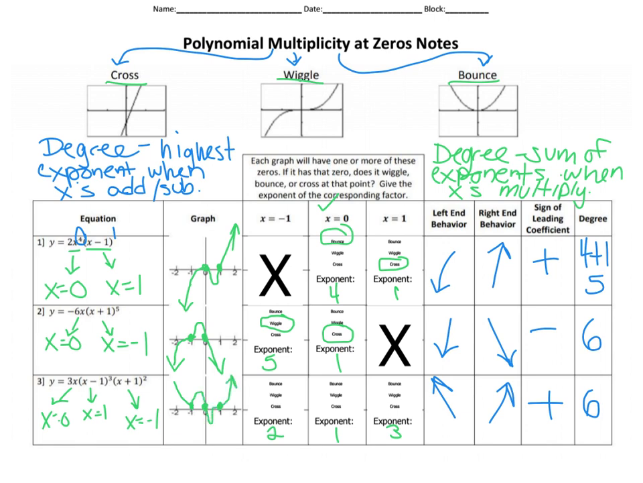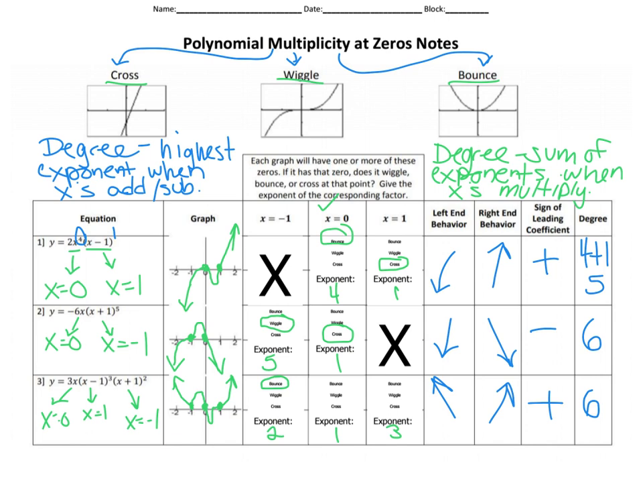So my graph matches, the end behavior is pointing up. Now we just need to figure out, do we have cross, wiggle, bounce at each of our solutions? So starting with -1, that's definitely a bounce. It does not go through the x-axis. So our -1 has a bounce at it.